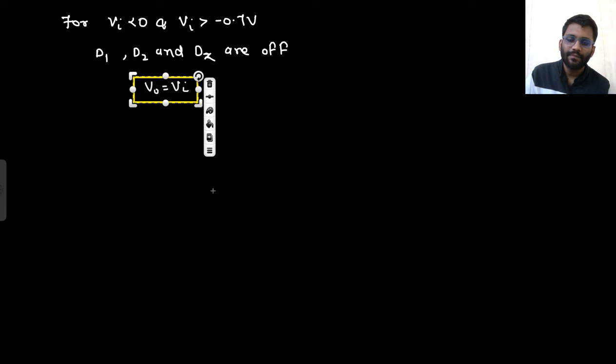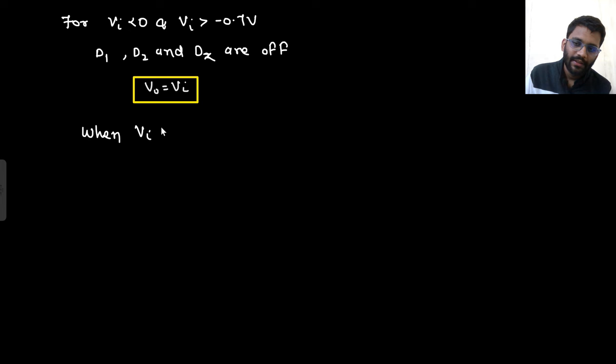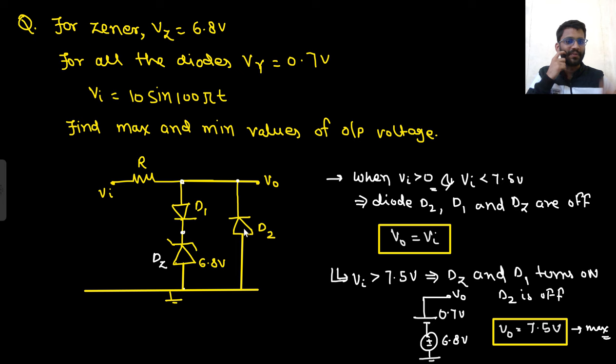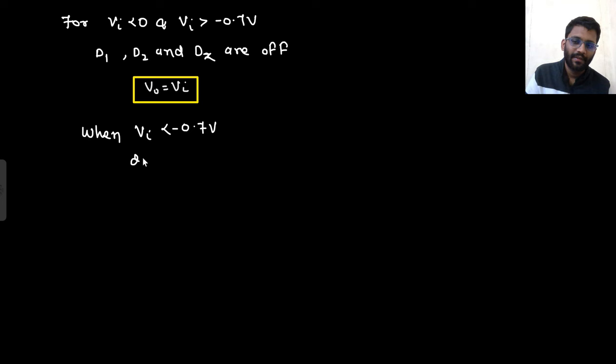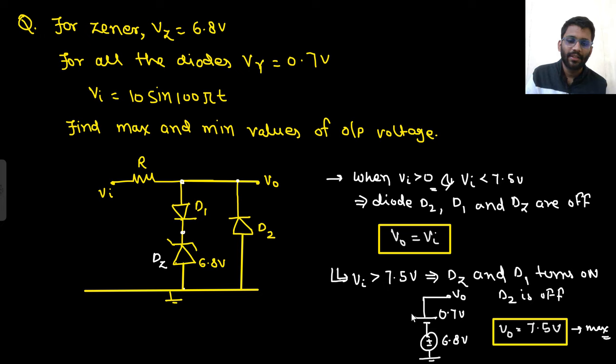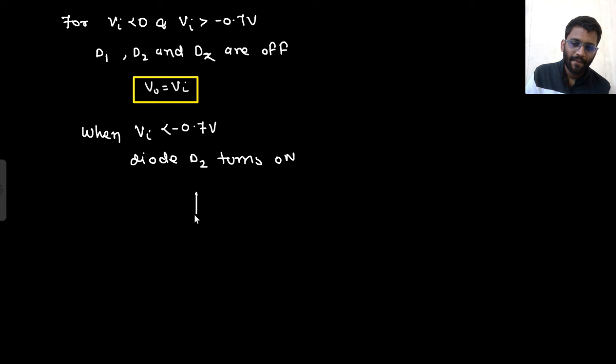And when Vin is less than minus 0.7 volt, at that time what will happen? This diode D2 will turn on. If it is less than minus 0.7, diode D2 turns on. And if diode D2 turns on, what will happen? This is grounded, this will be replaced with the battery of 0.7 volt, and this is your V0. So V0 will be minus 0.7 volt, that is fixed.